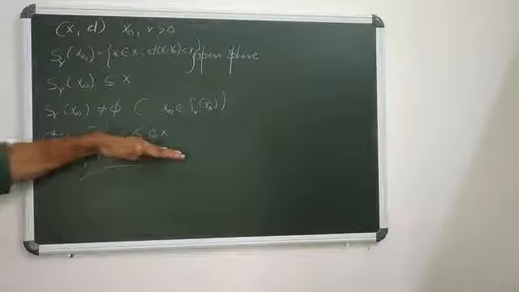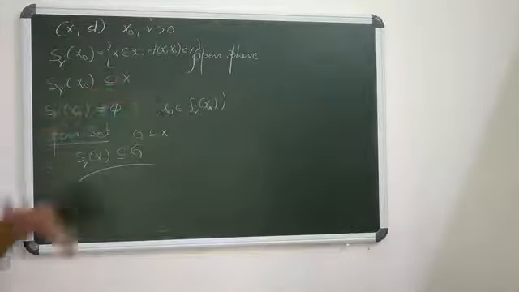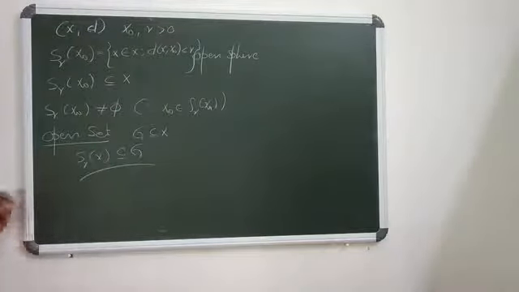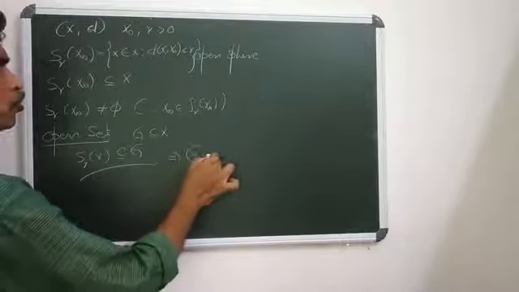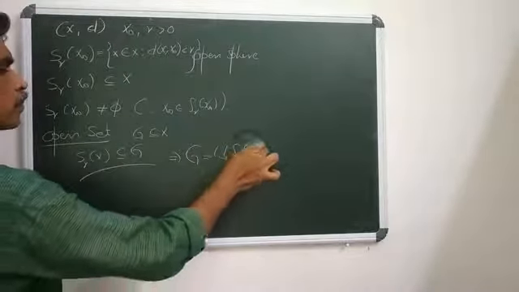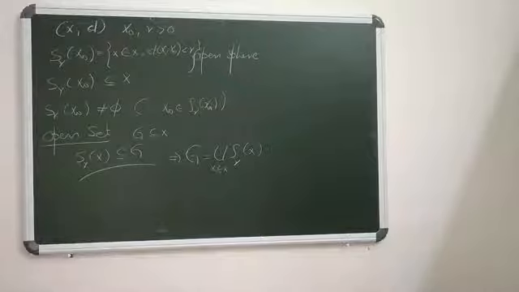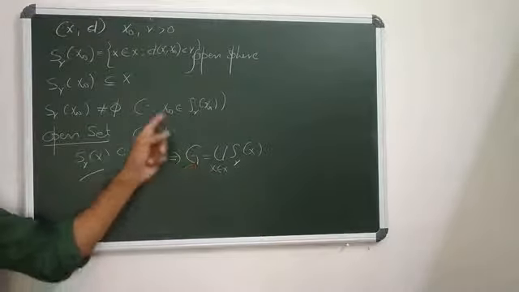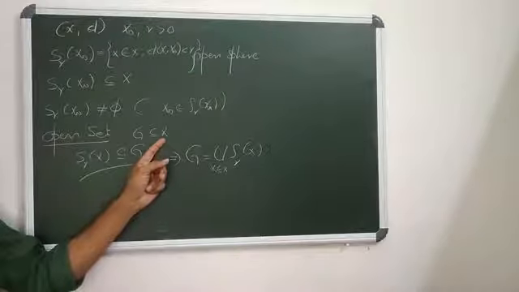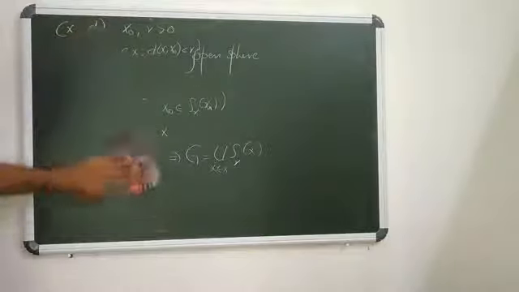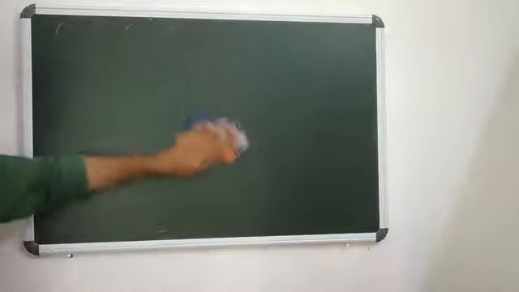G is a subset of X. G is said to be open in X. G is an open set in X if there exists an open sphere S_r(x) which is a part of G. That means G is the union of these S_r(x) for all x in X. If G is the union of S_r(x) for all x in X, then G is said to be an open set in X. Okay, so this is the open sphere and the open set. Clear?